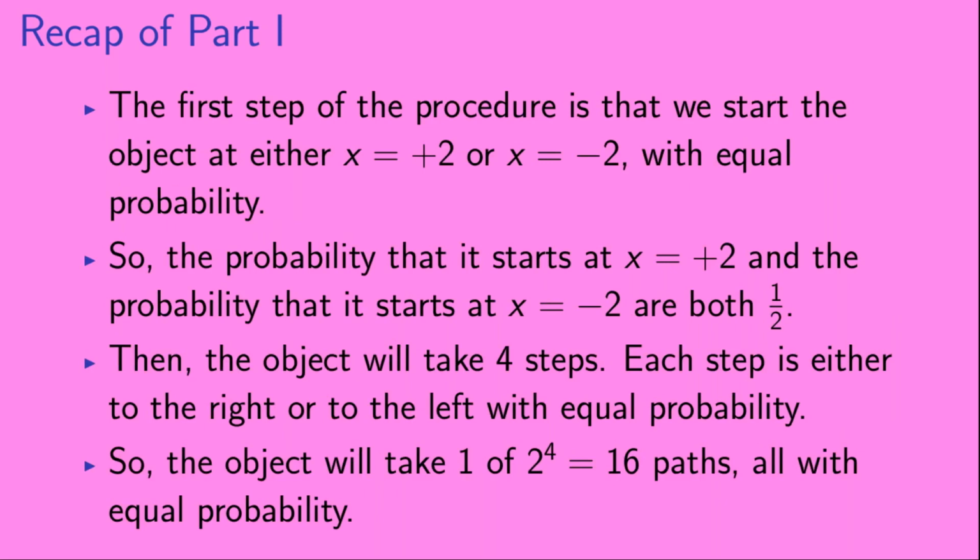Okay, so the first step of the procedure is that we start the object at either x equals plus 2 or x equals minus 2 with equal probability. So the probability that it starts at x equals plus 2 and the probability that it starts at x equals minus 2 are both 1/2. Then the object will take four steps. Each step is either to the right or to the left with equal probability. So the object will take one of 2 to the 4th, that's 16, paths, all with equal probability.